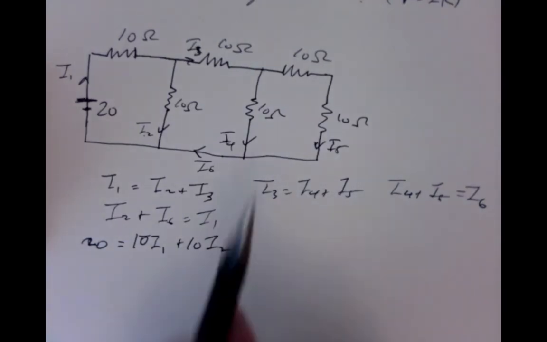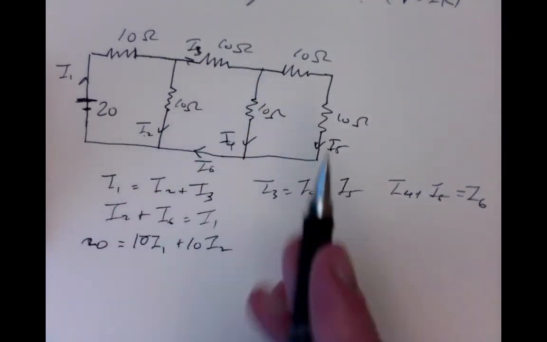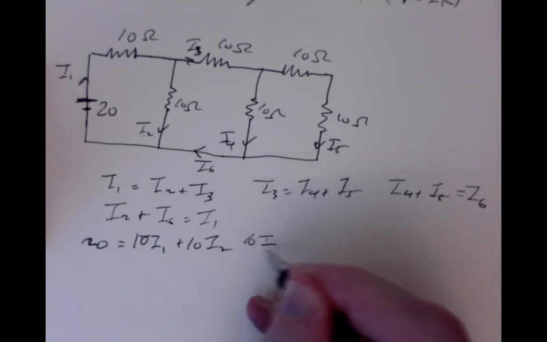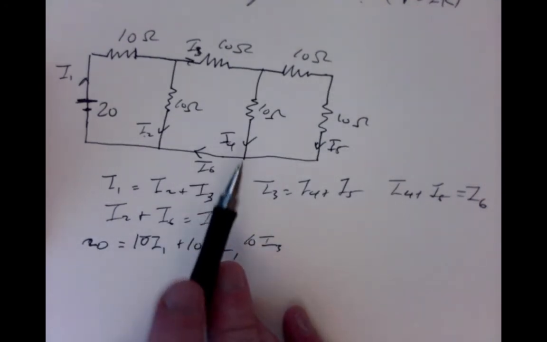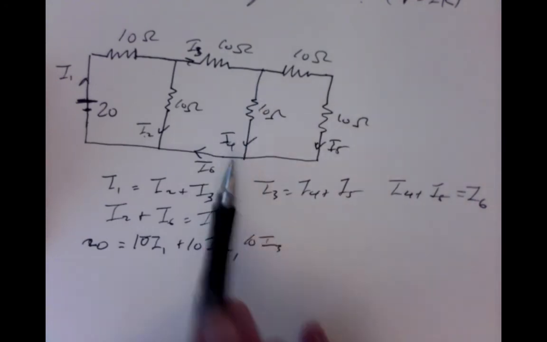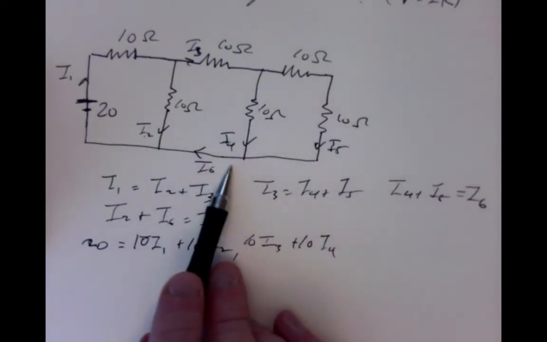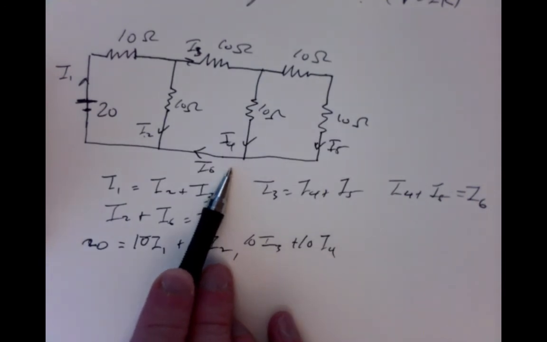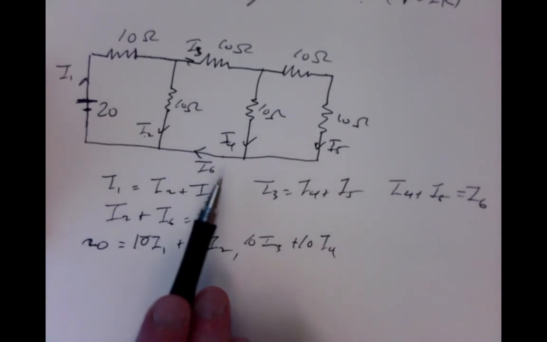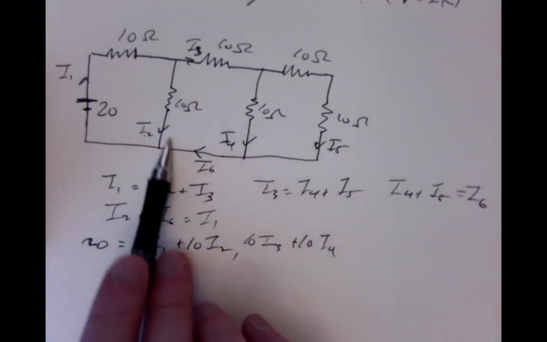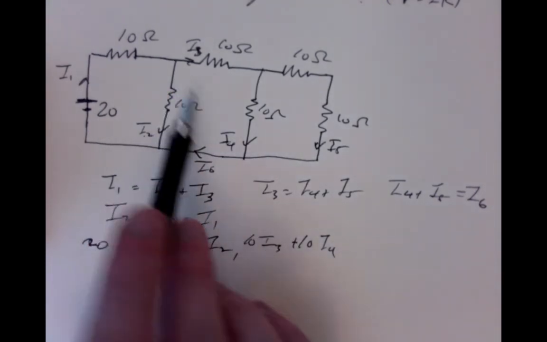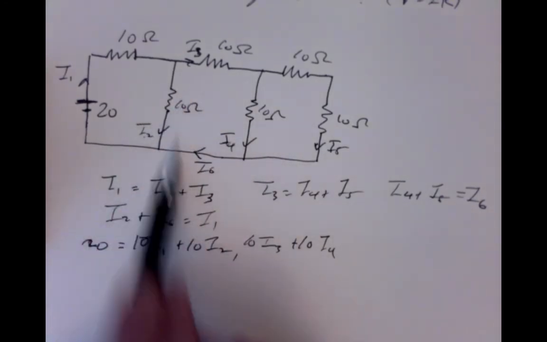Similarly, from this loop, we get 10 I3 here, and we get 10 I4 here. And then this is going to be equal to 10 I3 plus 10 I4 is 10 I2 here, going this way. So this has to add up, and there's 10 I2 here.